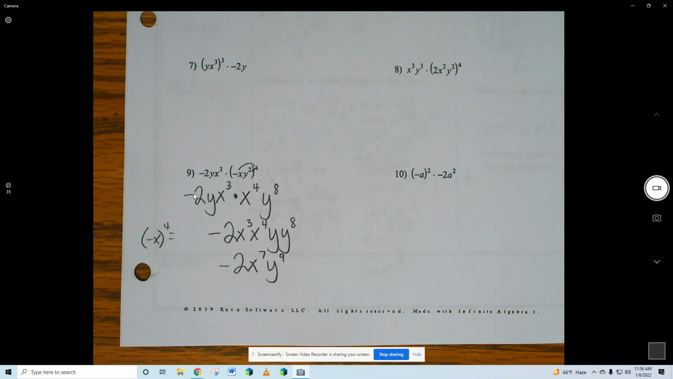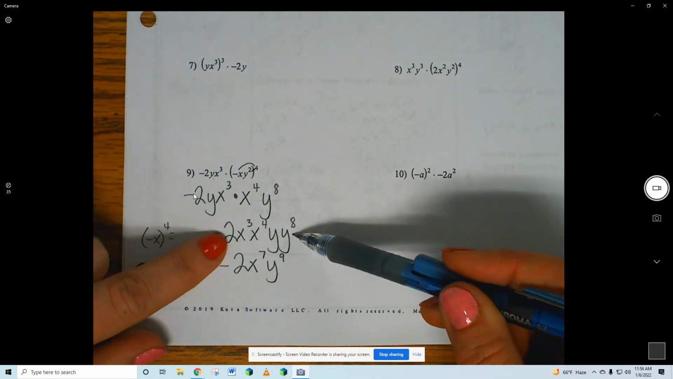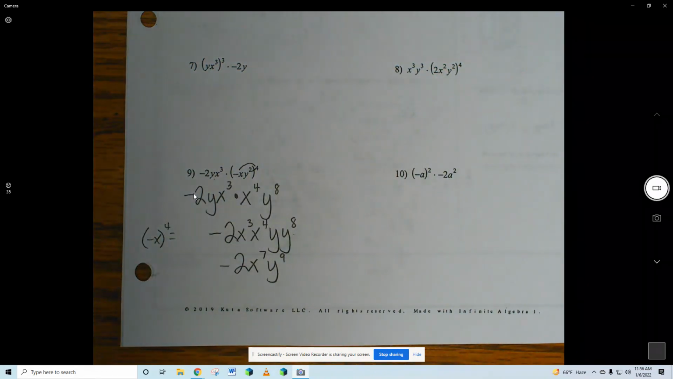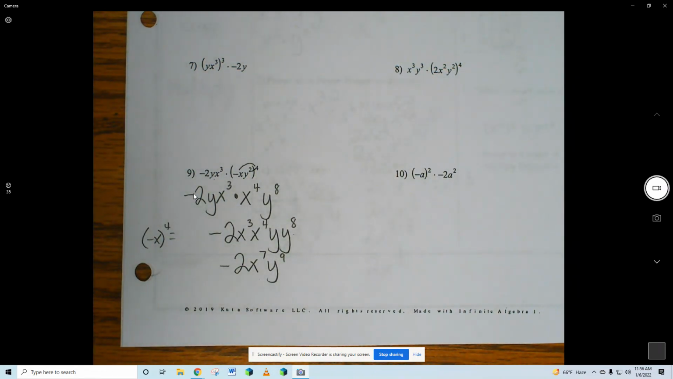So from there, Miss Grant, you just add? Well, from here you add. But before that, we just move everything. You rewrite it, organize it, yeah.